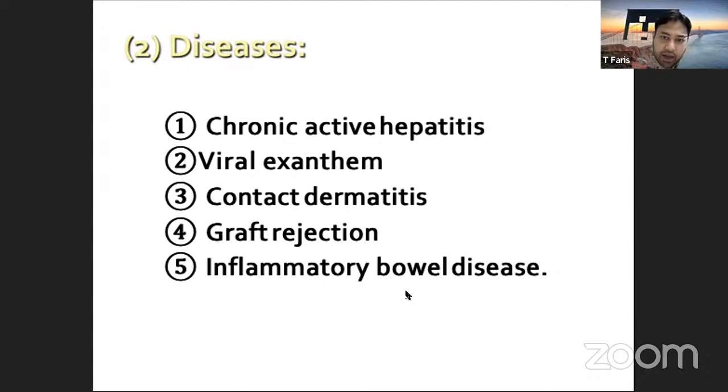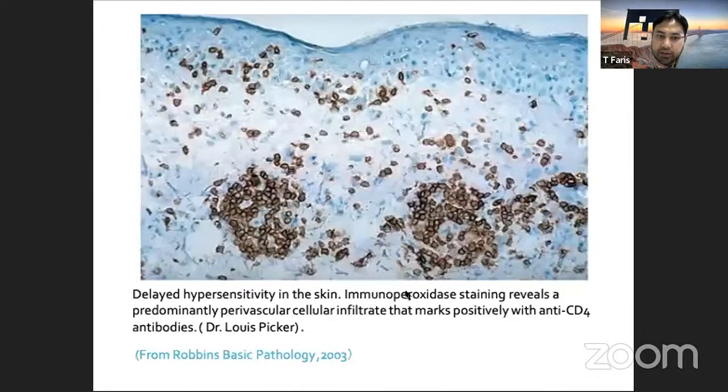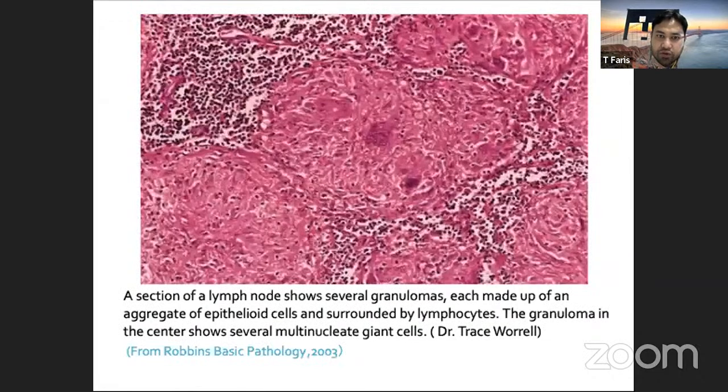Other than that is IBD, inflammatory bowel disease. It's also type 4 hypersensitivity. And this delayed hypersensitivity in the skin, as an example, reveals the perivascular cellular infiltrate that stains positively with anti-CD4 antibodies. You can see lots of cell infiltrates, cells that are invading the blood vessels, after they've been stained with the enzyme and antibody reaction. This is just histology for you to know at the cellular level what is really happening.